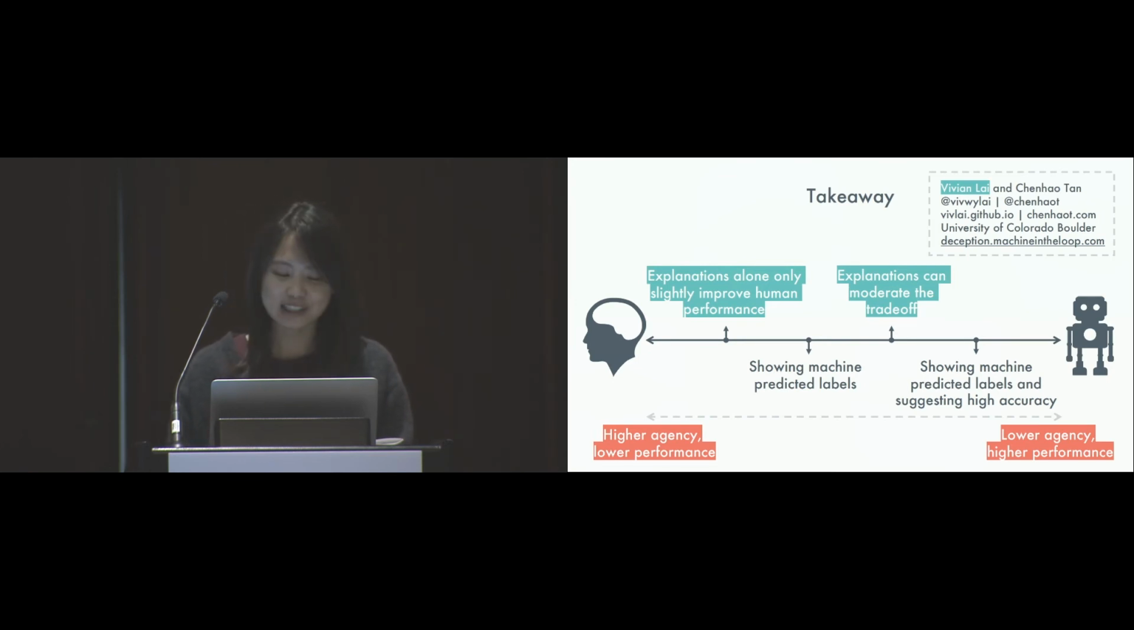The first one is explanations alone slightly improve performance. And secondly, there's a trade-off between human performance and human agency. And lastly, when you couple explanations with predicted labels, it is able to moderate this trade-off between human performance and human agency. Our public demo is available at deception.machineinaloop.com.